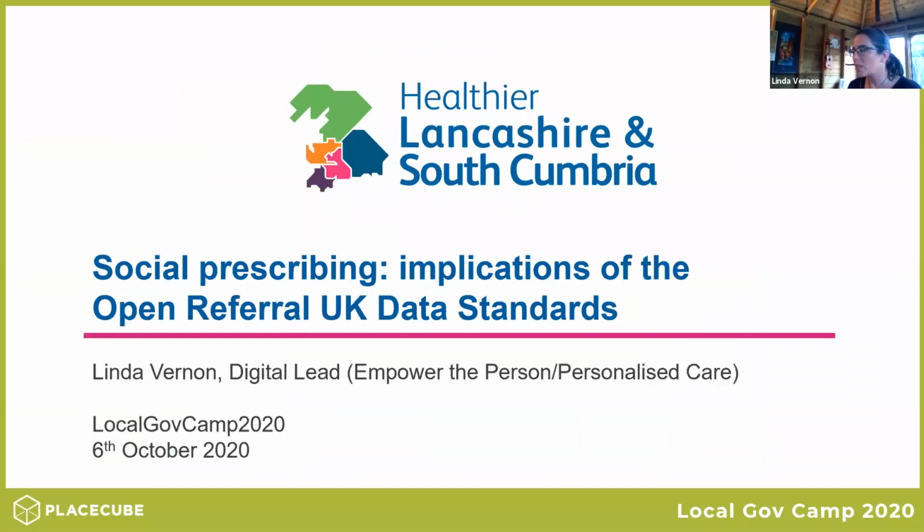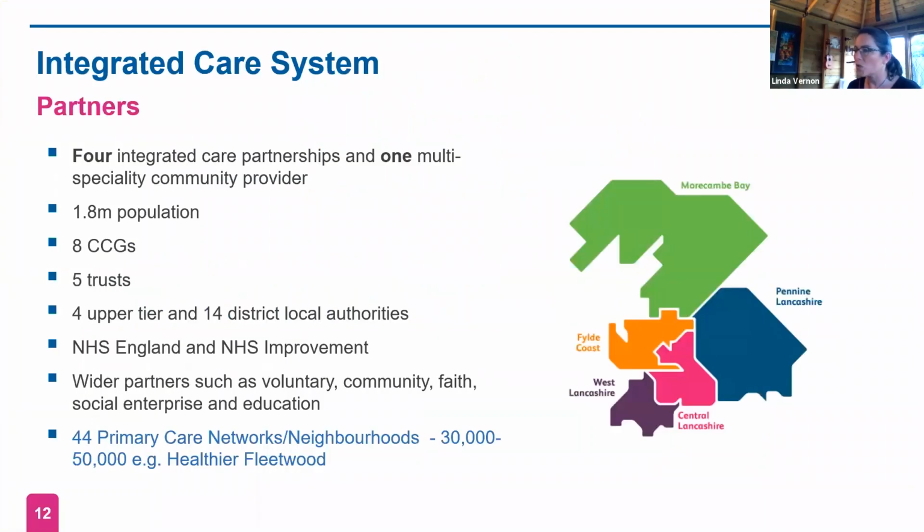So a little bit of a whistle-stop tour really of how we're adopting the standards to support social prescribing. I work for Lancashire and South Cumbria Integrated Care System, and we're a partnership of 8 CCGs, 5 acute trusts, 4 upper tier and 4 local district local authorities, along with a number of voluntary community and faith sector and social enterprise organisations that we estimate are probably providing about 10,000 services across the region.